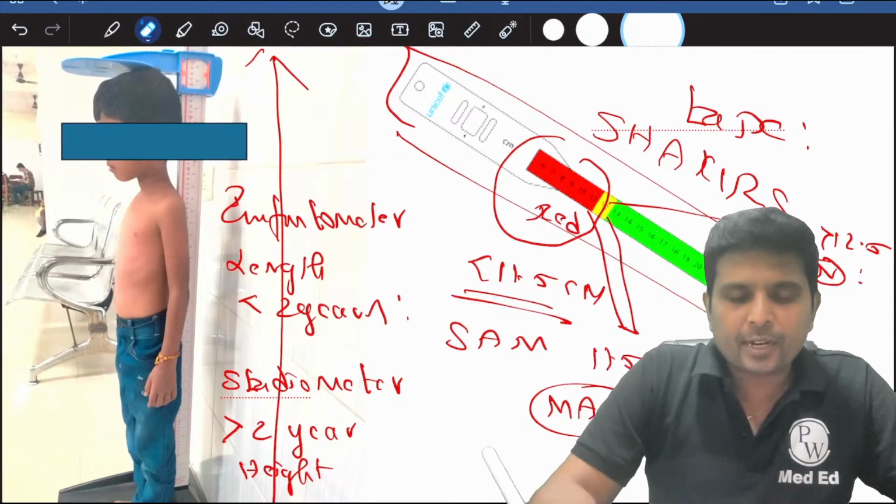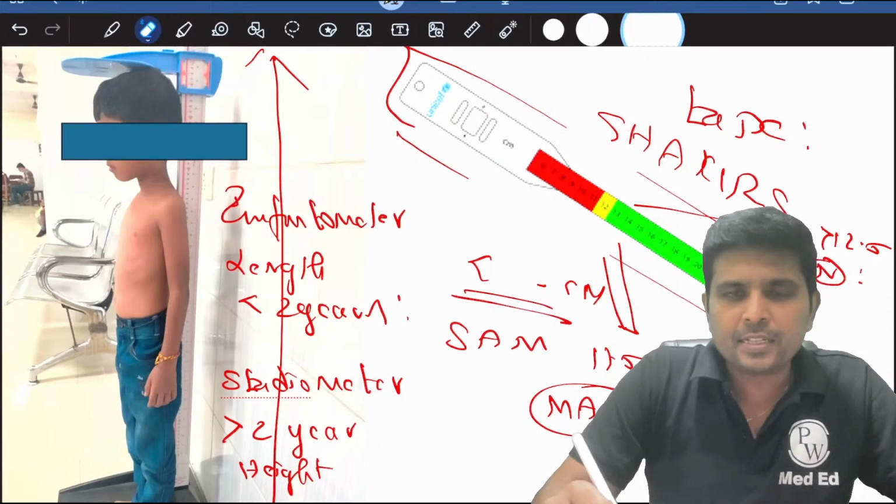And this is your Shakir strip. Red color means less than 11.5. Yellow color means 11.5 to 12.5. More than 12.5 means normal.